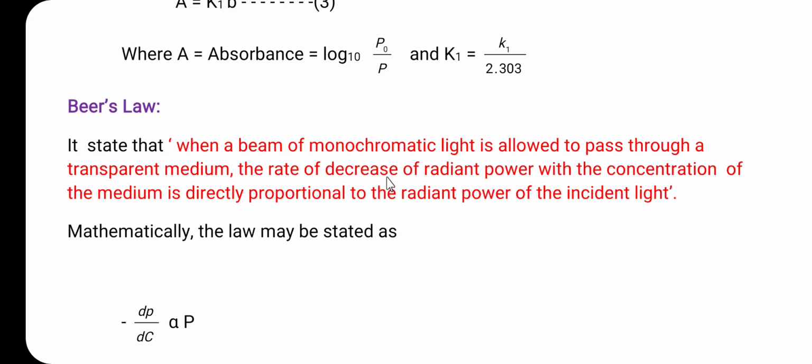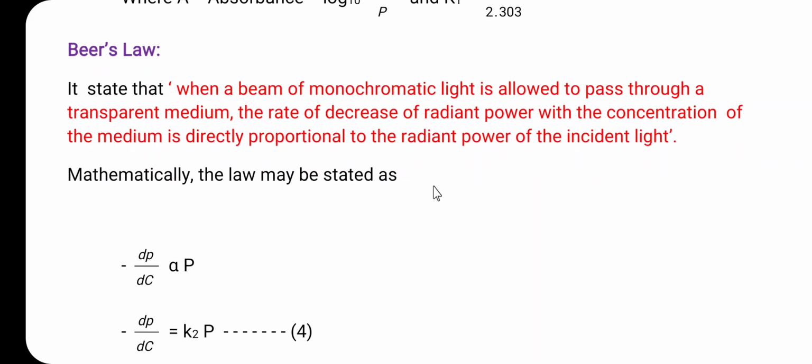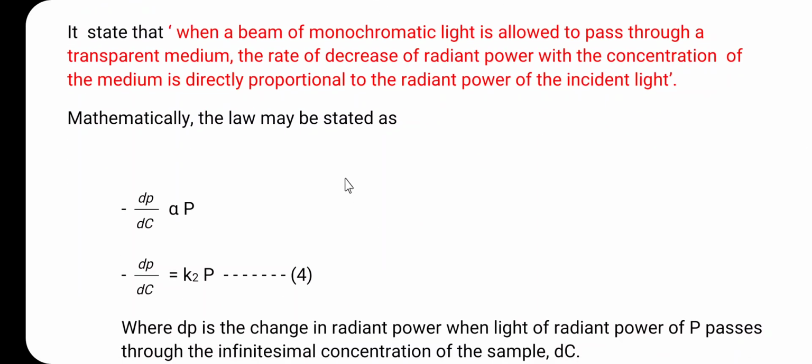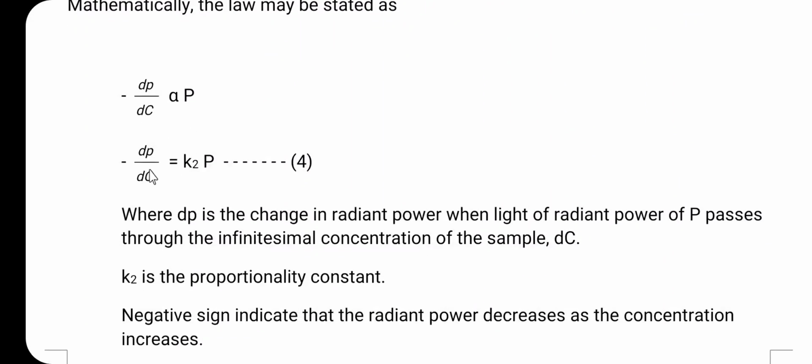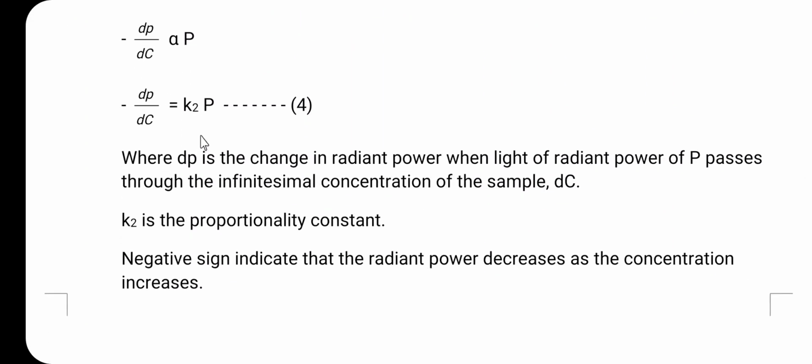Same statement as Lambert's law, only here, instead of the thickness, we are going to consider the concentration of the medium. Mathematically, the law may be stated as: minus dP by dC is directly proportional to P. This can be rearranged as minus dP by dC is equal to K2 into P. This is equation number 4.